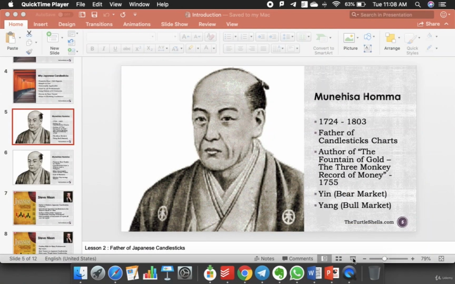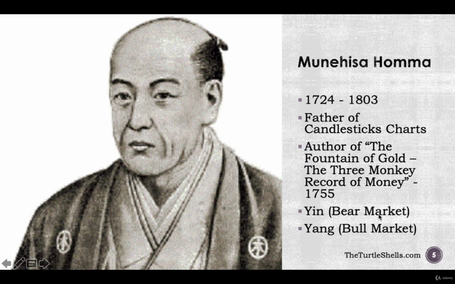Right, so now let us look at who invented Japanese candlesticks. Back in 1724, Mr. Munehisa Homma was born in Japan, and it was he who invented the concept of Japanese candlesticks. That is why they call him the father of Japanese candlestick charts. In 1755, merely at the age of 31, he wrote this book called The Fountain of Gold, the 3-monkey record of money. Of course in Japanese. But this was the world's first book on market psychology.